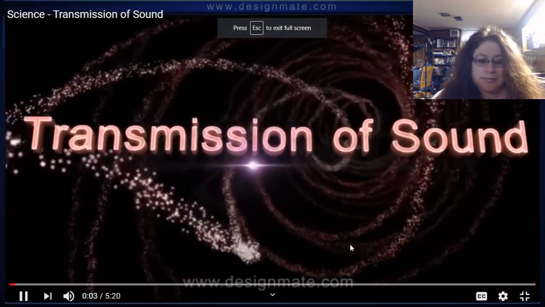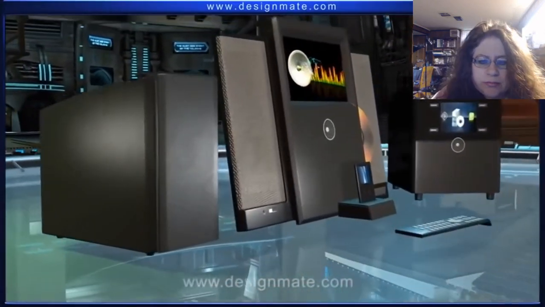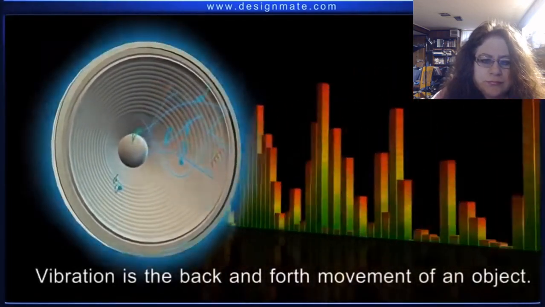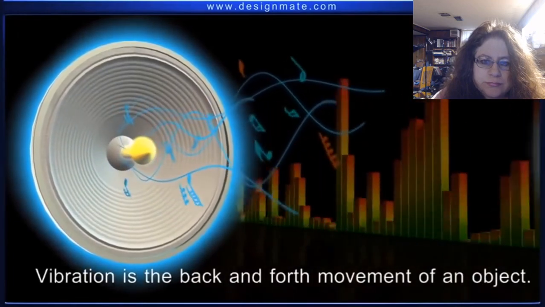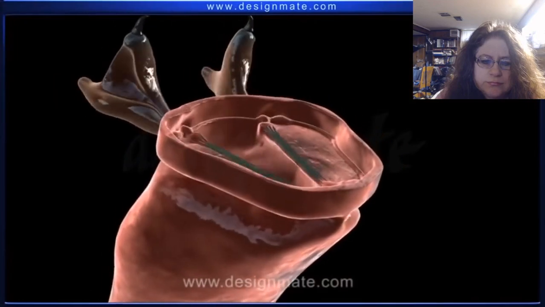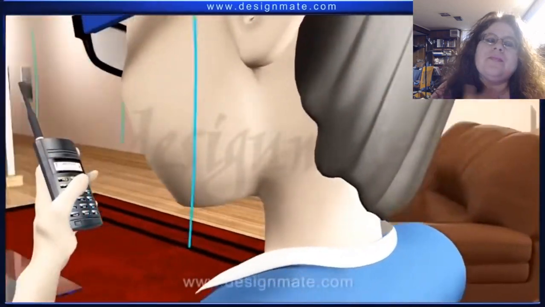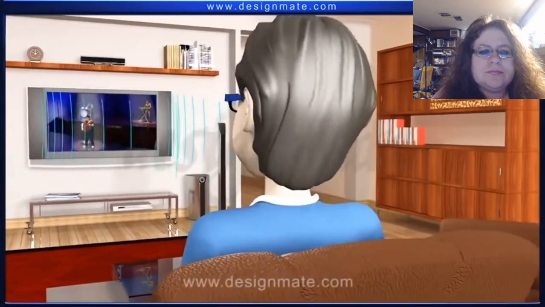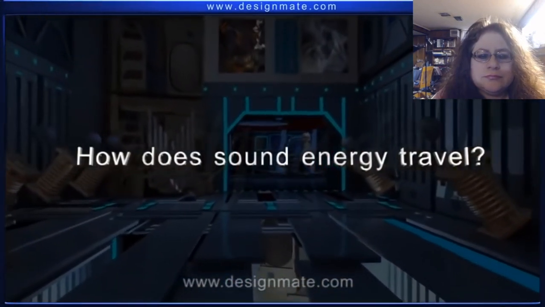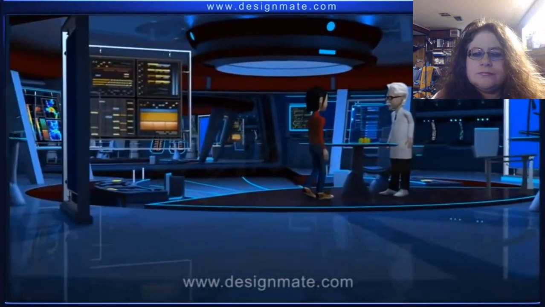Transmission of sound. Every sound is produced by a vibration. Vibration is the back and forth movement of an object. As you speak, vibrations are produced by the vocal cords in your throat. You can hear only when the sound energy reaches your ears. But how does sound energy travel? Wonder how that works? Come, let's go across to Dr. Zook.